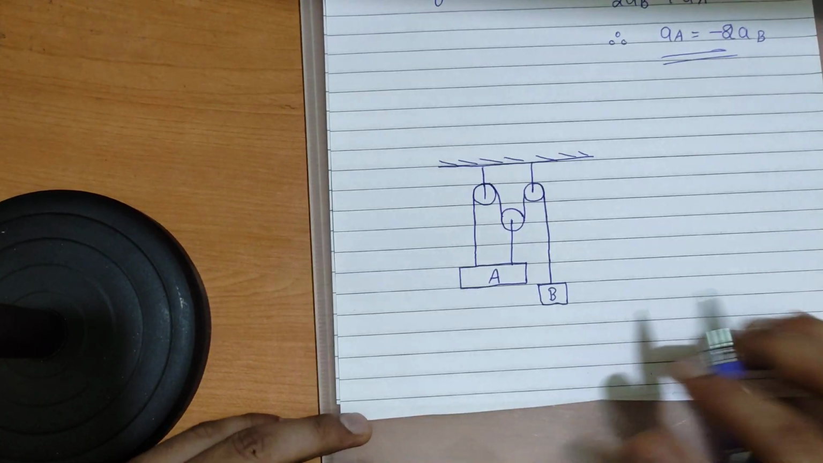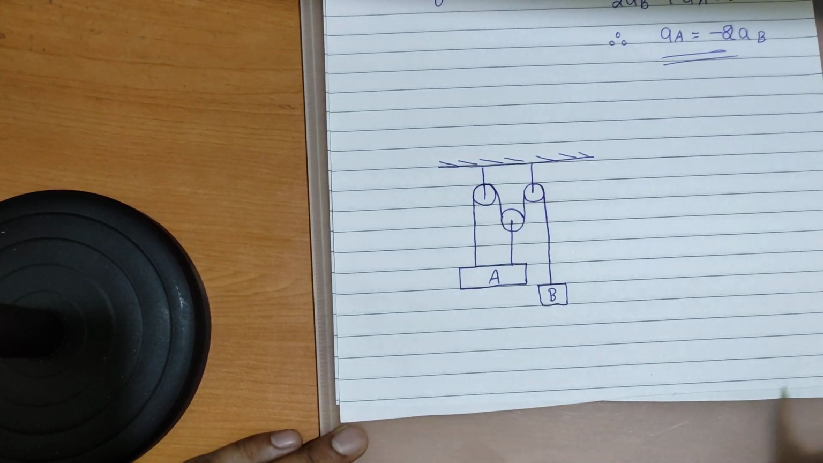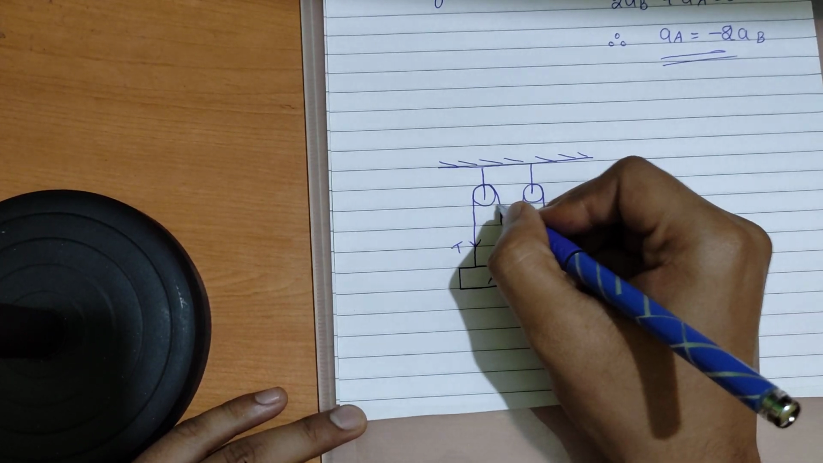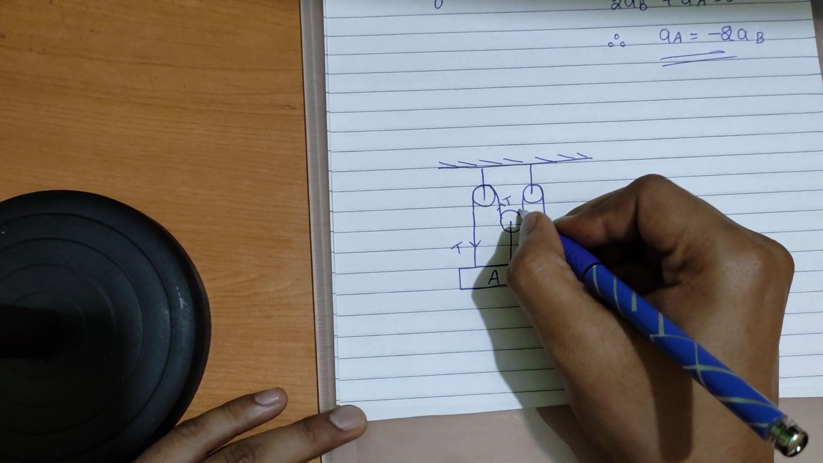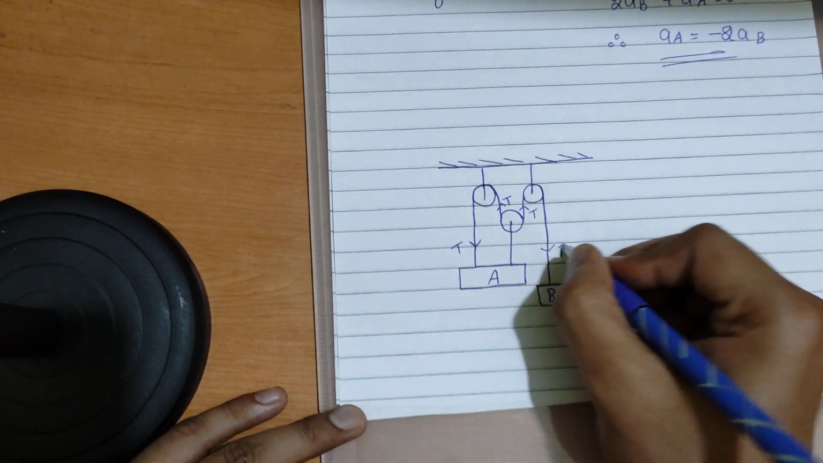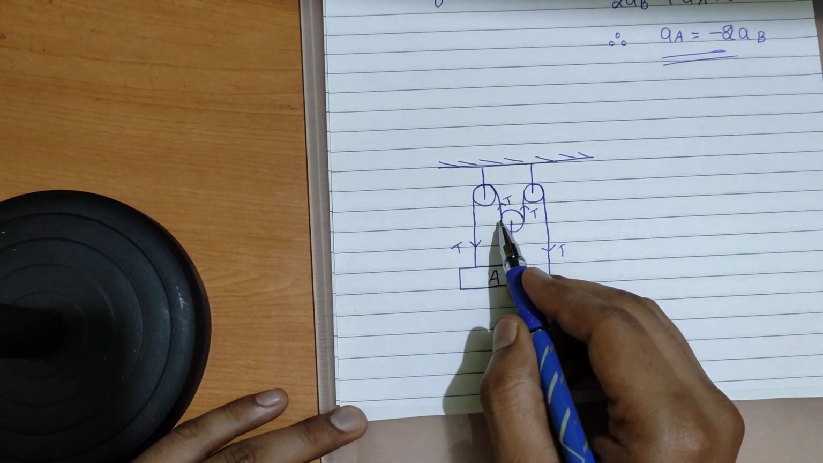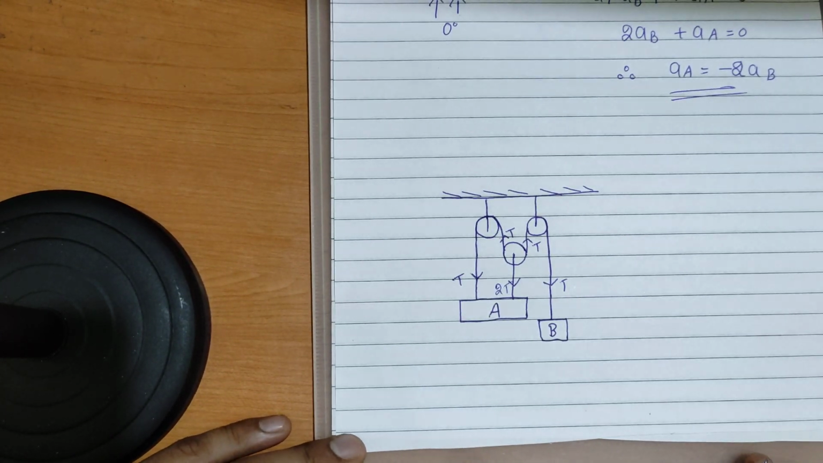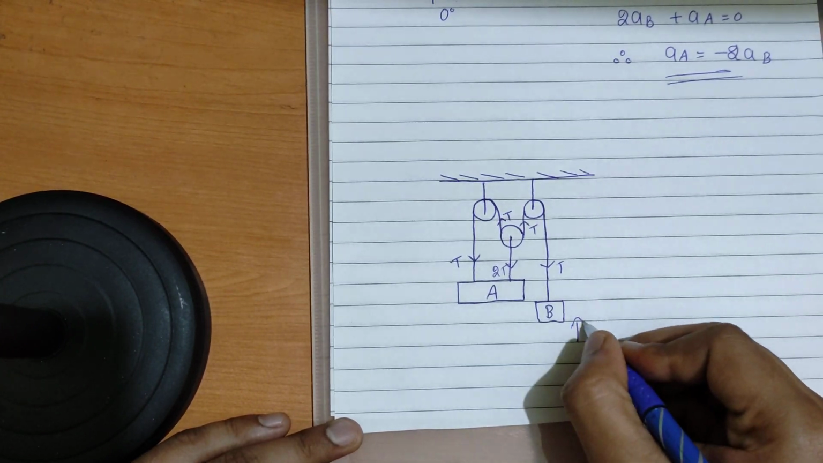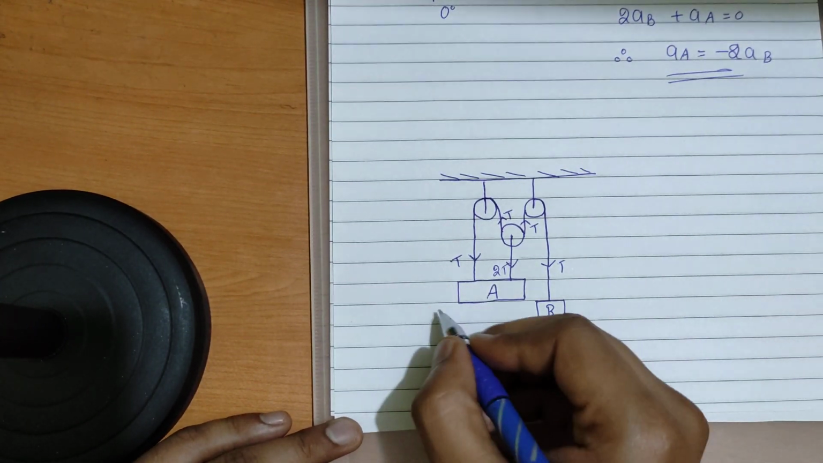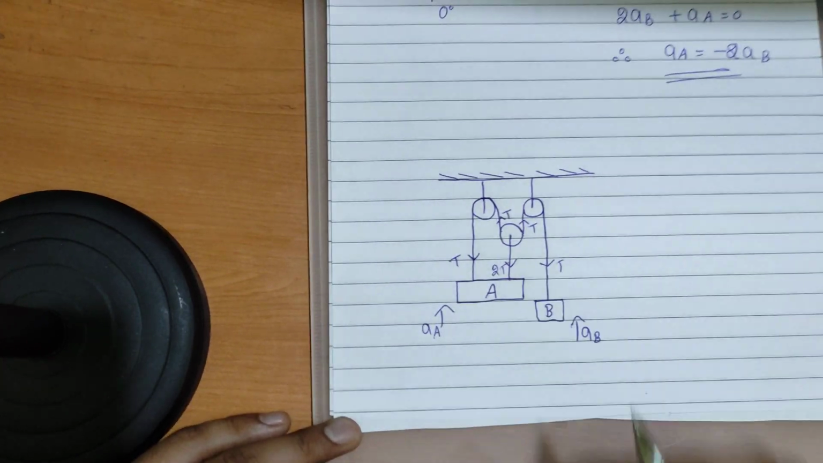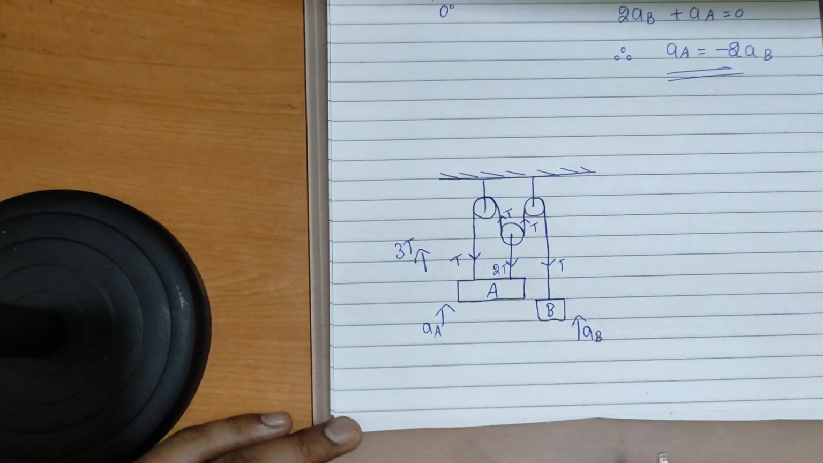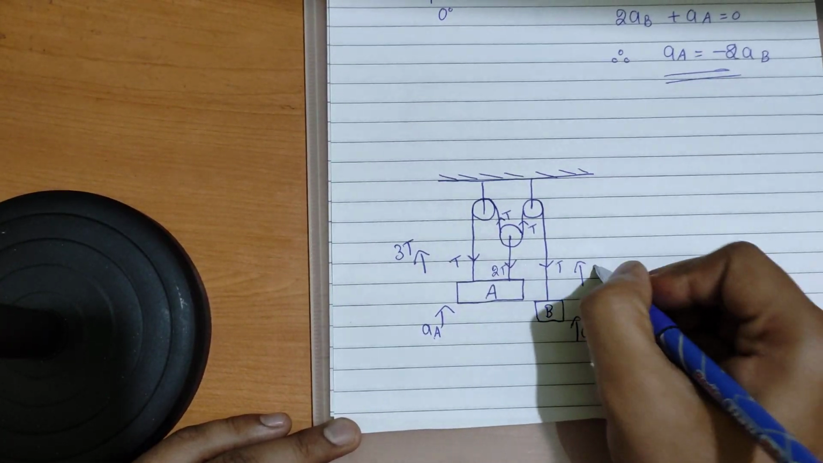In this way we can find the relation between the blocks very easily. So let's look at the next question. In this setup, first let's write the tension. Here you go, the tension. Now as the pulley is connected to two strings of the same tension, this will be 2T. Again we assume the acceleration of block B upward and the acceleration of block A upward. Now 2T plus T becomes 3T in the upward direction, and this is as usual T, the 2 in the upward direction.